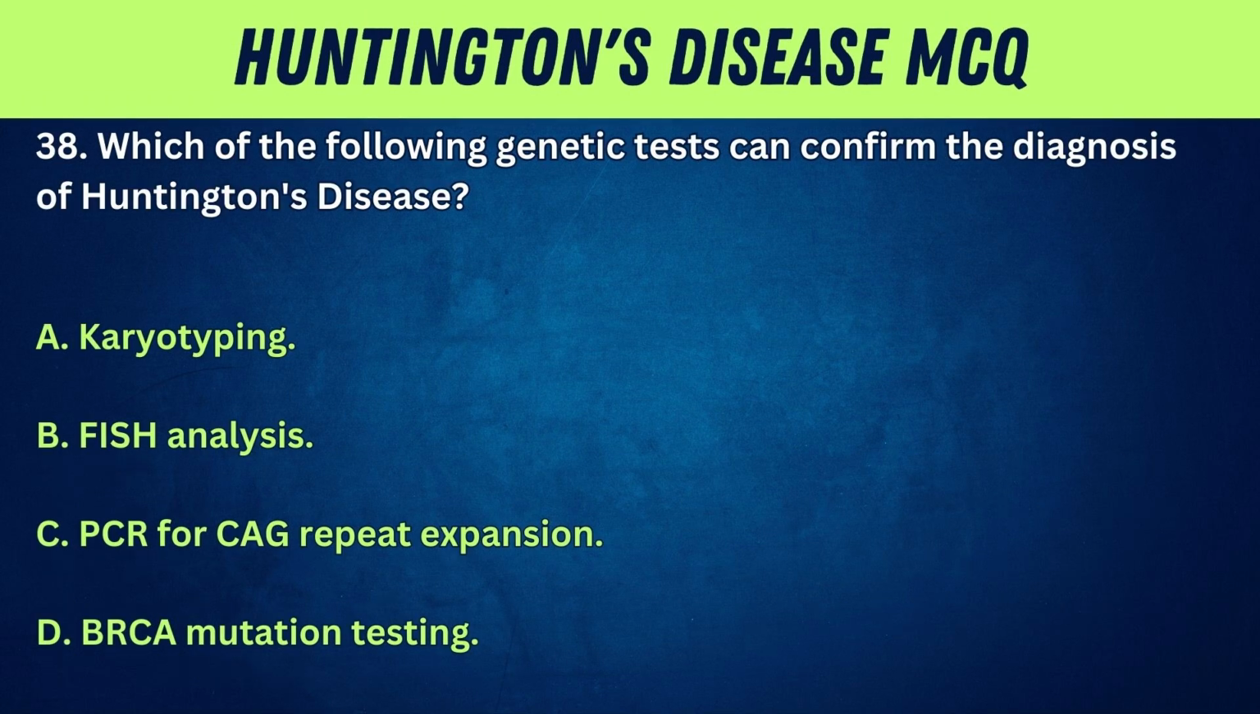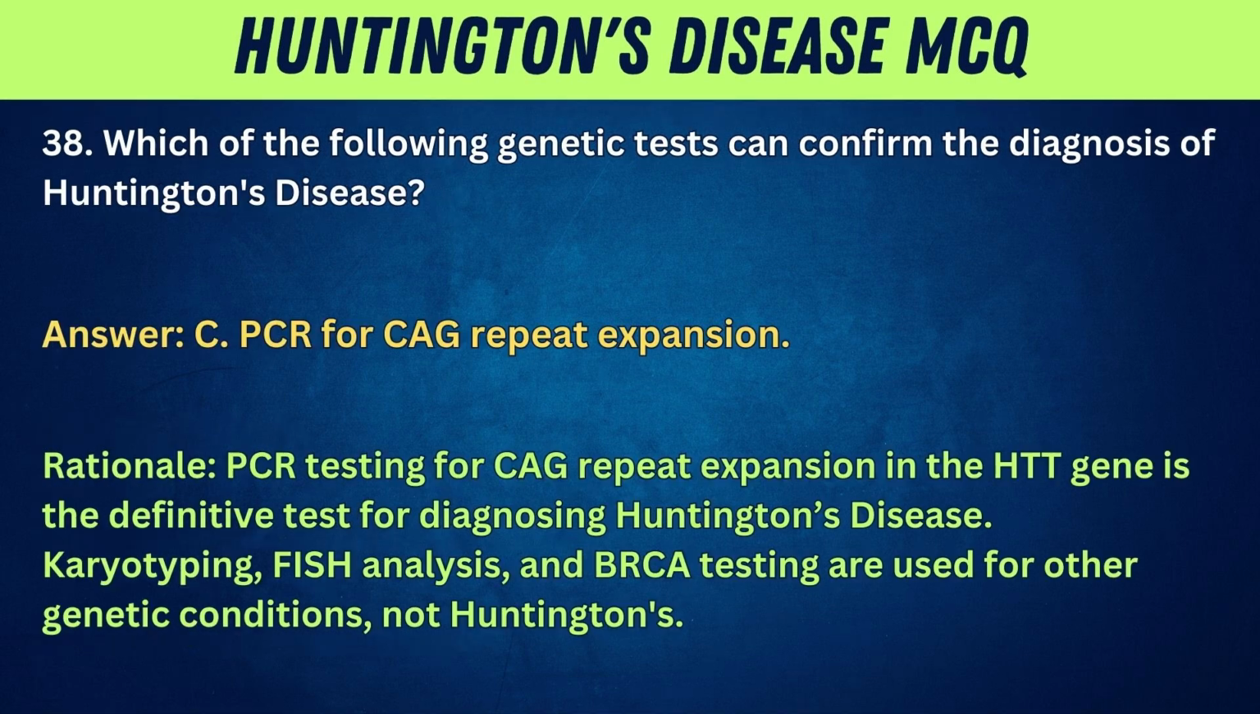38. Which of the following genetic tests can confirm the diagnosis of Huntington's disease? A. Karyotyping. B. FISH analysis. C. PCR for CAG repeat expansion. D. BRCA mutation testing. Answer: C. PCR for CAG repeat expansion. Rationale: PCR testing for CAG repeat expansion in the HTT gene is the definitive test for diagnosing Huntington's disease. Karyotyping, FISH analysis, and BRCA testing are used for other genetic conditions, not Huntington's.